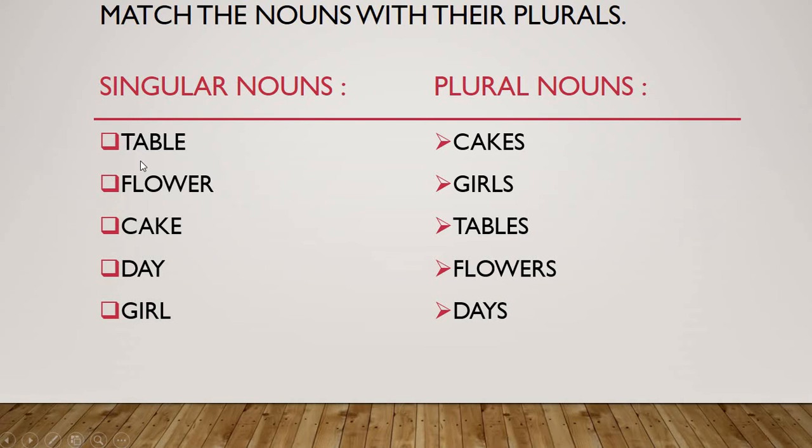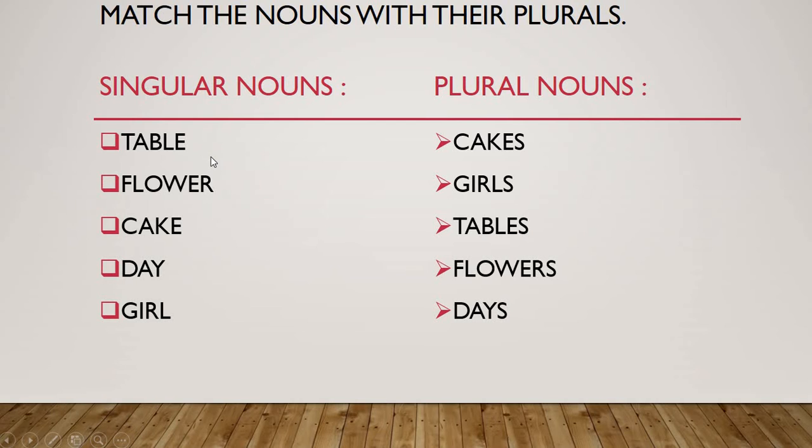Number 1, table. Number 2, flower. Number 3, cake. Number 4, day. Number 5, girl. I repeat, number 1, table, T-A-B-L-E, table.